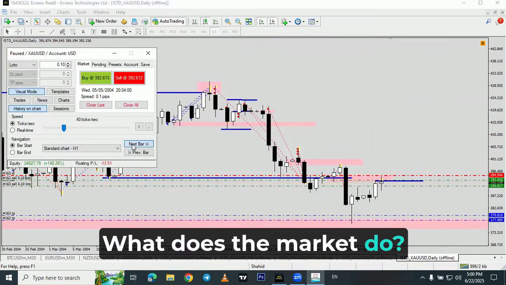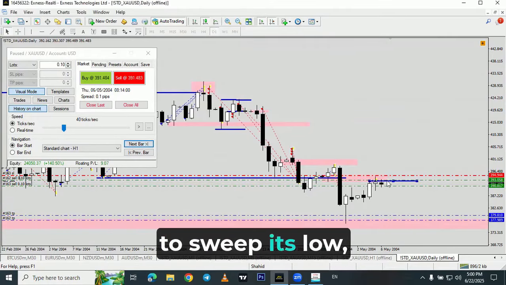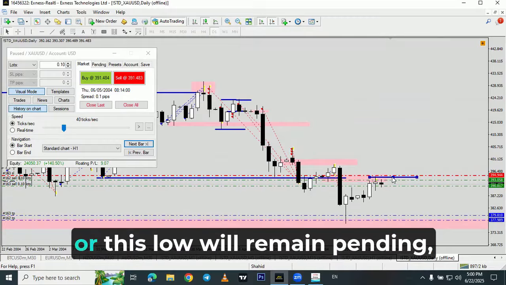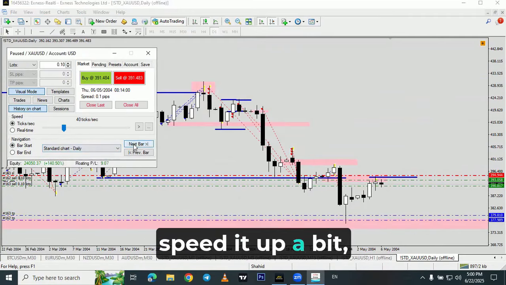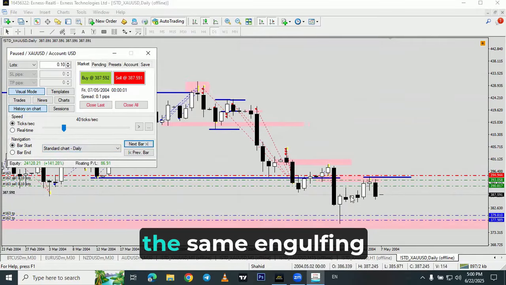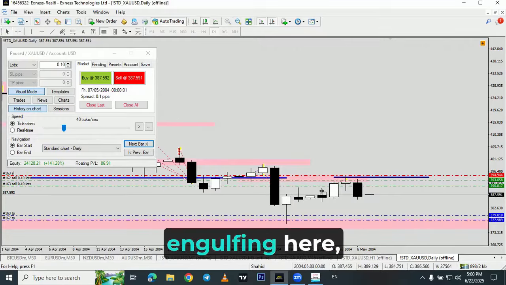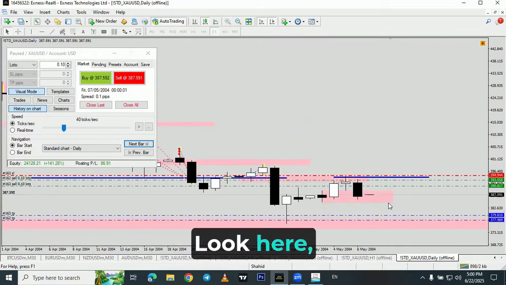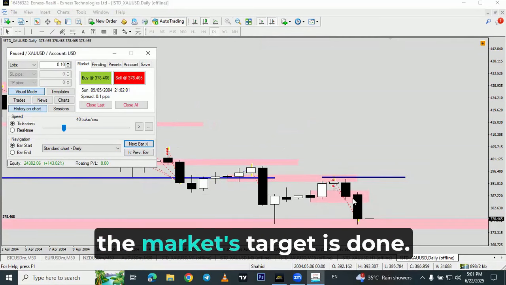What does the market do? Look, the market has swept its low. So now if the market has to sweep its low, it will have to come bearish or this low will remain pending. So we keep it on day one, speed it up a bit, know that the market is bearish. The same engulfing has gone here. And if you see here, there is also a small engulfing here. This also makes it bullish. Look here, the bearish target is done. Look here, from where it went to here, the market's target is done.